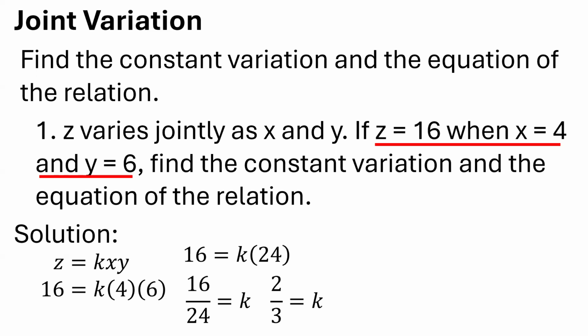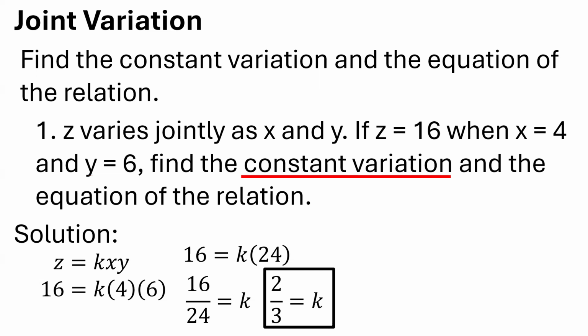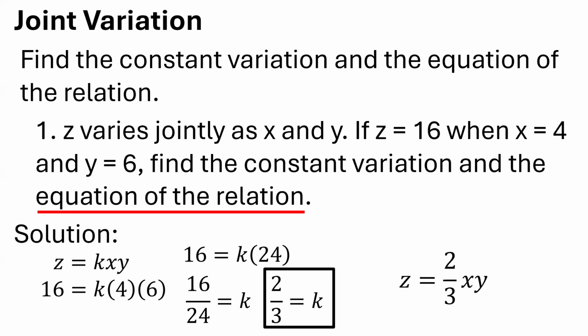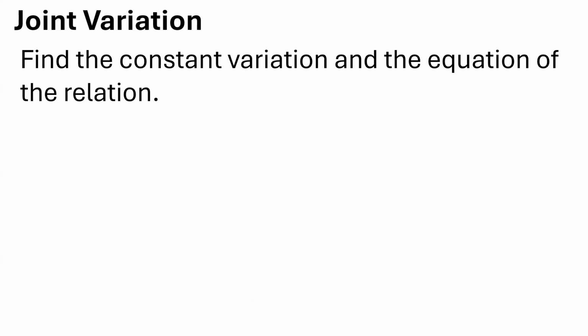Now, we are done with constant variation. How about the equation of the relation? So ang equation natin of the relation dito is napakasimple lang. We go back to the equation na meron tayo, which is Z is equal to KXY, by simply substituting the value of K doon mismo, which is 2/3. So, ang ating constant variation, this one, and ang ating equation of the relation will be Z is equal to 2/3 XY. So you notice, pinalitan ko lang yung ating K ng 2/3, yan ang mismo yung ating equation. Okay? So let's have another example.